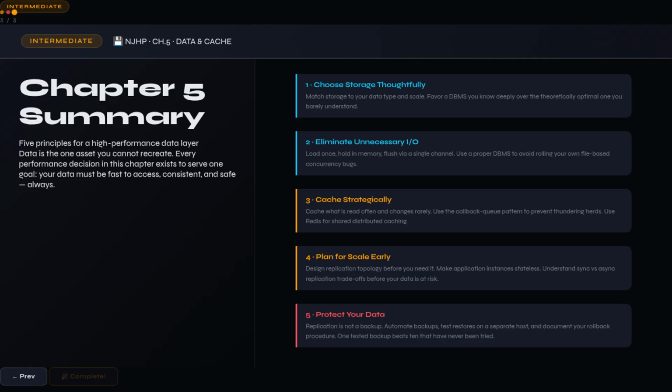In the next chapter, we will move to testing, benchmarking, and analyzing your Node.js application, because a high-performance application is only trustworthy if you can measure and verify that performance under realistic conditions.